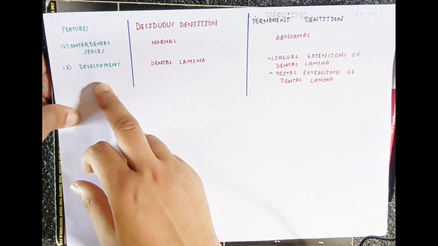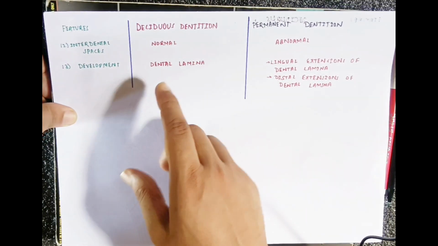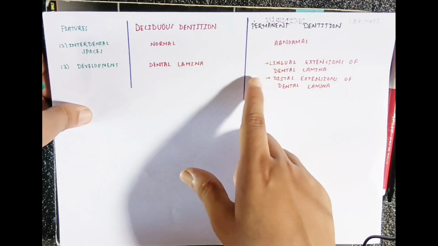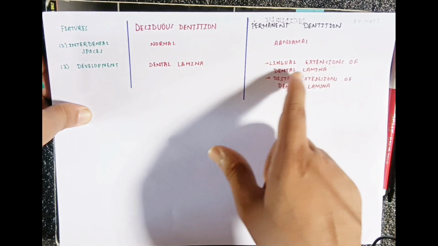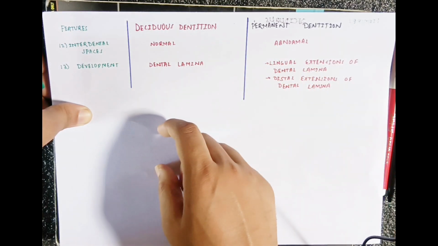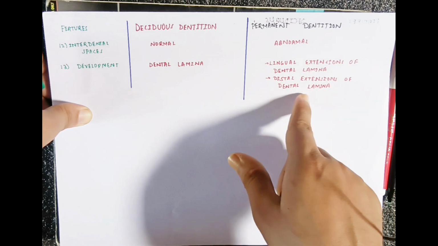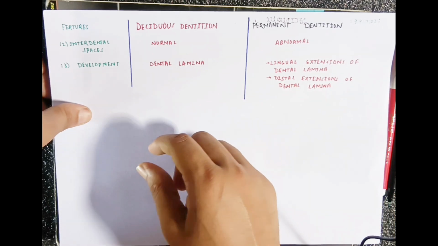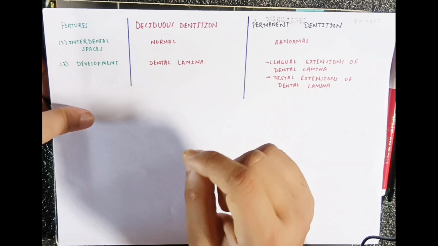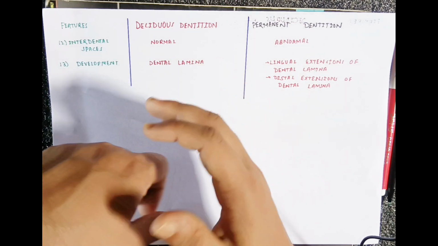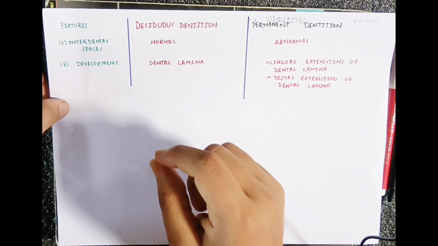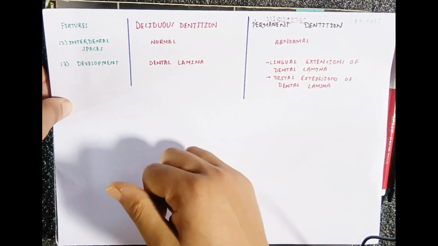Similarly, in development, everyone knows that deciduous dentition is developed from the dental lamina, and permanent dentition is developed from the lingual extension of the dental lamina, and the last three molars are developed from the distal extensions of the dental lamina. I will cover this development portion properly in another video, and I will prepare a proper playlist on the development of every portion of the tooth. So guys, don't worry about that.